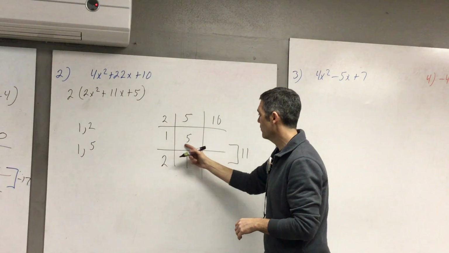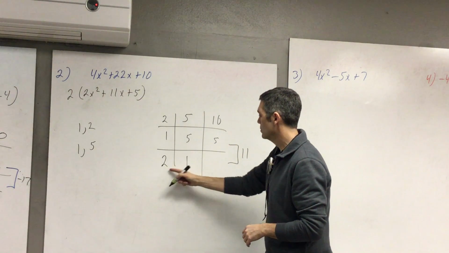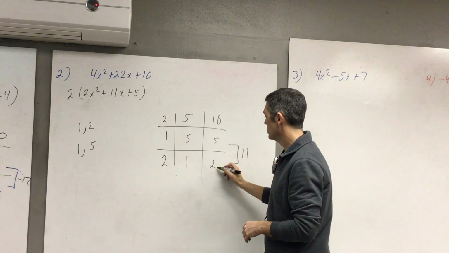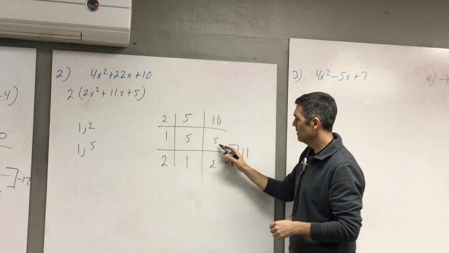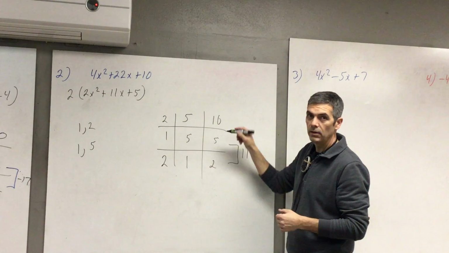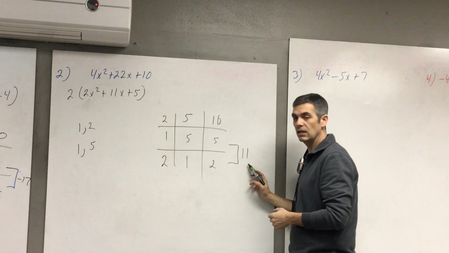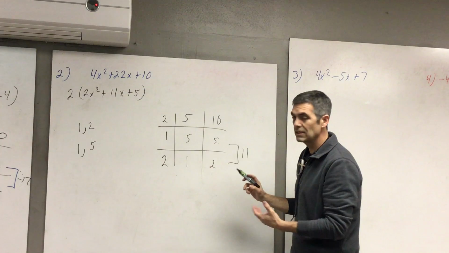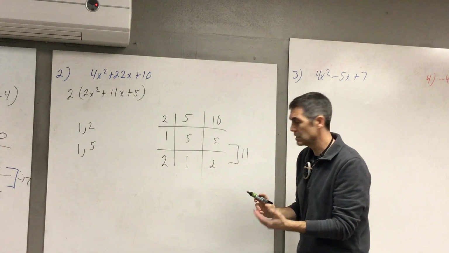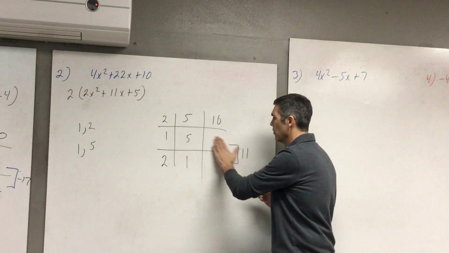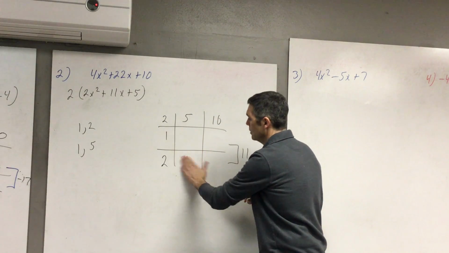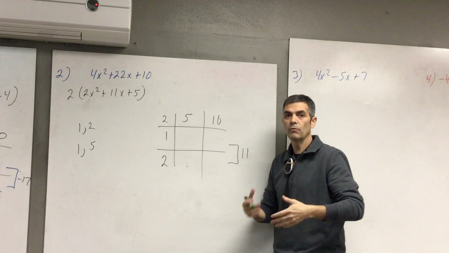Well, 1 times 5 gets us 5. 2 times 1 gets us 2. 5 times 2 gets us 10, but does 5 plus 2 get us 11? Well, that doesn't work, so now we got to go back and look at something. Figure out what we have going on here. Okay, so let's rearrange these and see if it works from there.